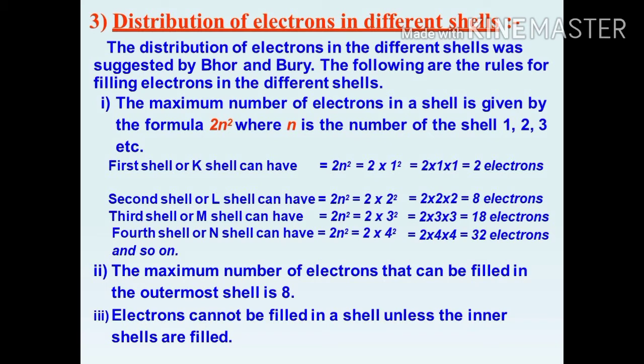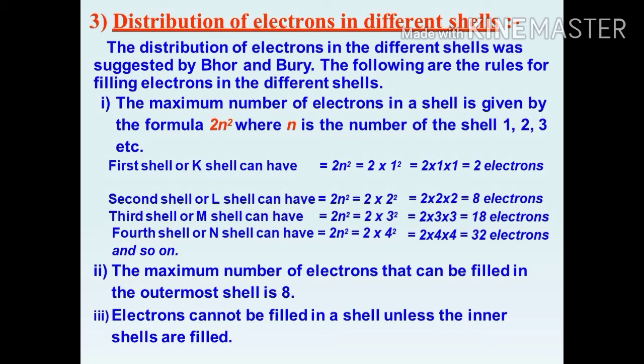The next one is the fourth shell, N shell. It can have 2n square, 2 into 4 square, 2 into 16, 32 electrons. Like this, the fifth shell means K, L, M, N, O. What is the name of the fifth shell? O shell. How can we calculate the fifth shell electrons? 2n square equal to 2 into 5 square, so 2 into 5 into 5. Like this we can calculate the number of electrons in an orbit.